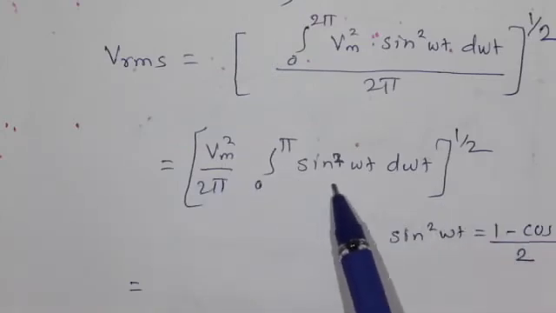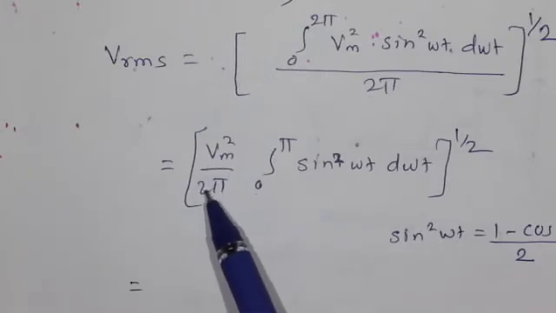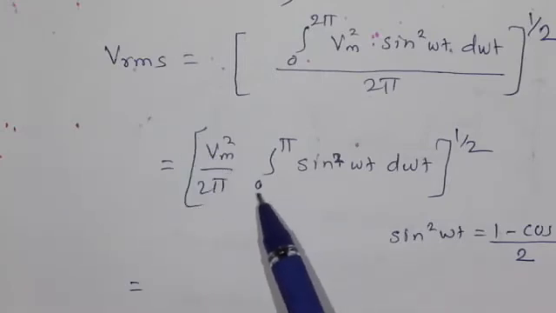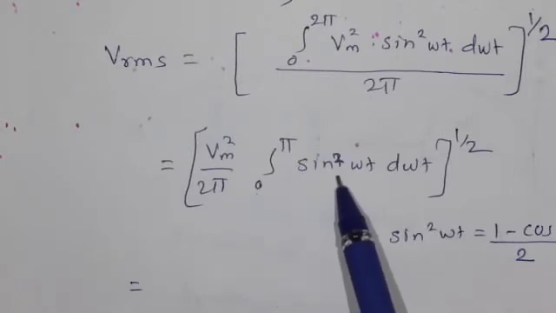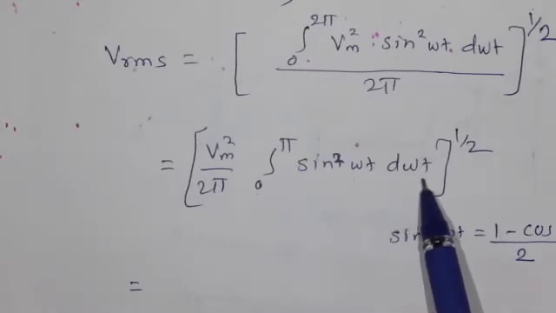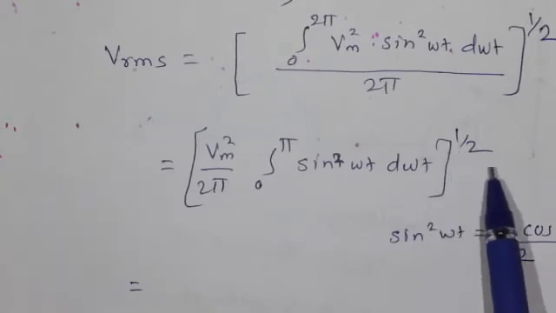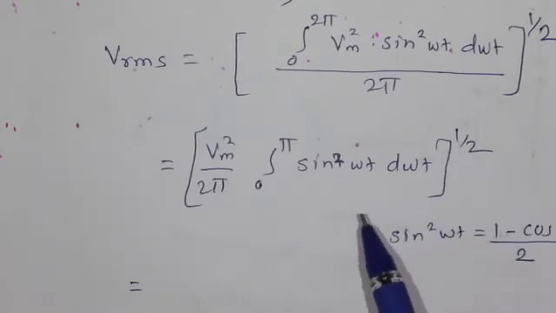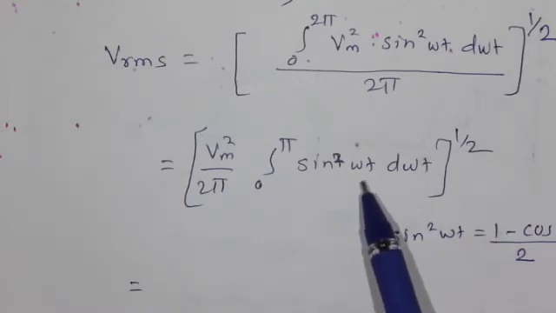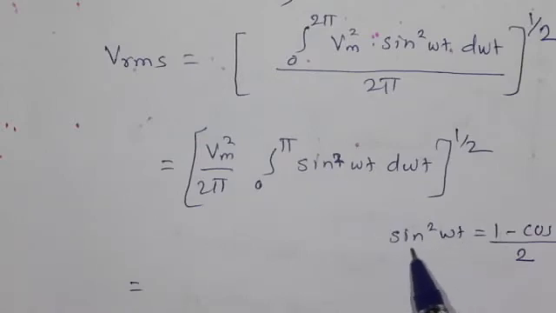Therefore, simplifying this equation, we represent Vm square upon 2 pi into the square bracket of all terms, integral from 0 to pi of sine square omega t d omega t, with the complete bracket raised to half. Now, there is no direct integration of sine square omega t. Then what do we do? We make sine square omega t equal to (1 minus cos 2 omega t) upon 2. In this way we simplify.